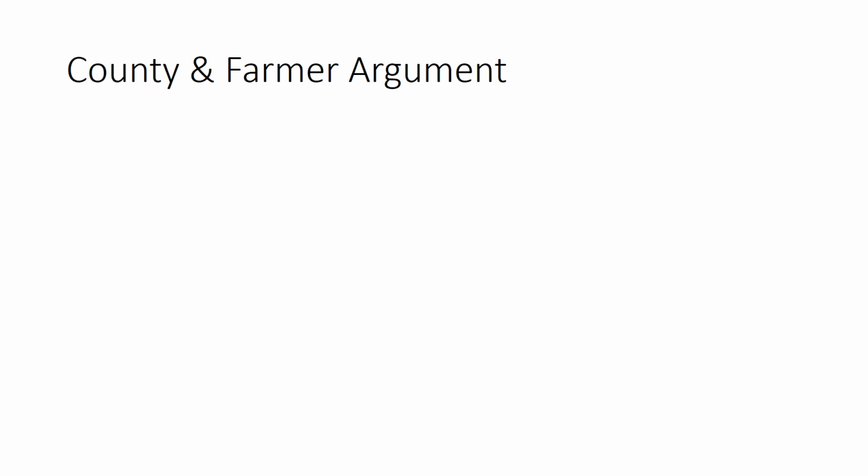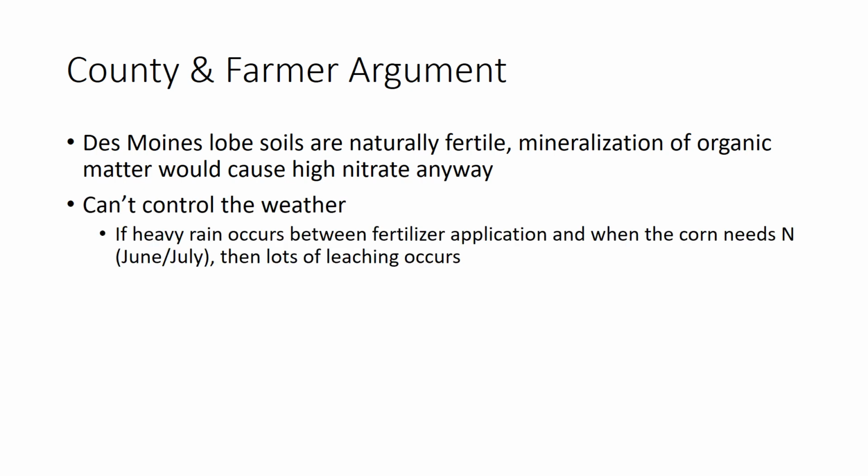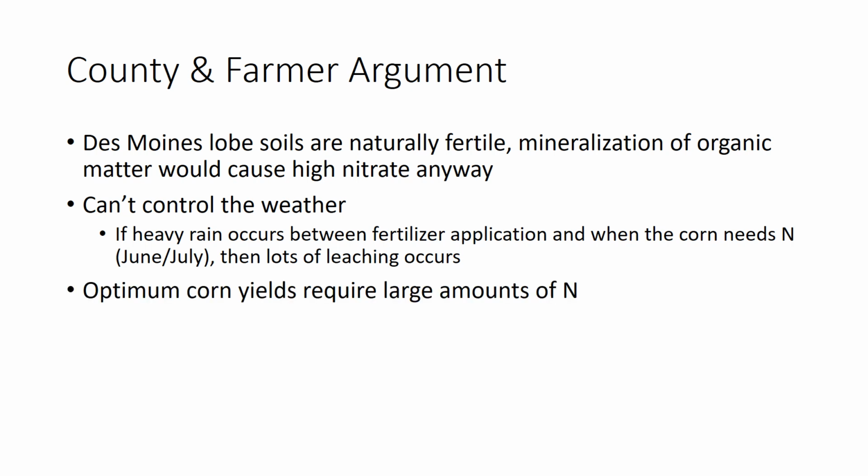Now, on the other side, the county and the regional water management districts and the farmers, their argument is that the Des Moines lobe soils are naturally very fertile, and that there would always be mineralization of organic matter that would cause high nitrates in the water anyway. And they also can't control the weather. So when the corn grows, where it's using the most water and using the most nitrogen is in June and July. But if there's heavy rains prior to that, then all the nitrate that's in the soil can get washed out. So that's when we get a lot of leaching that occurs.